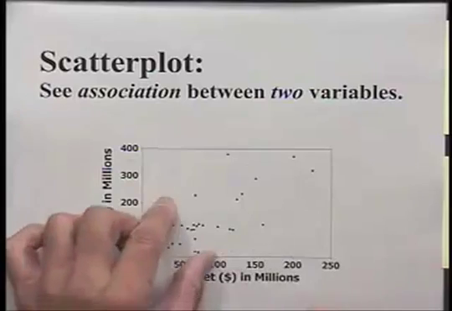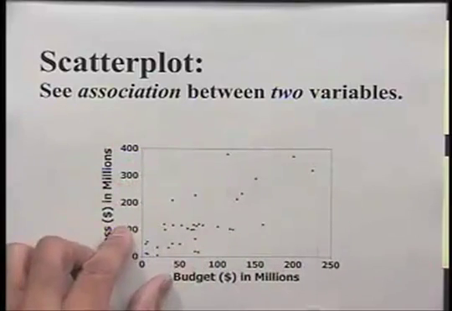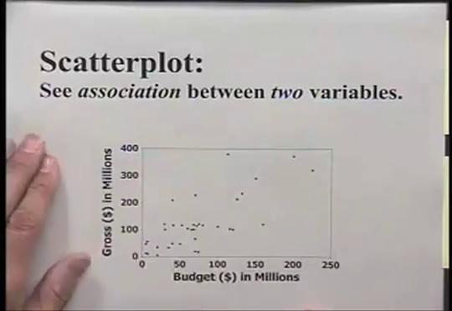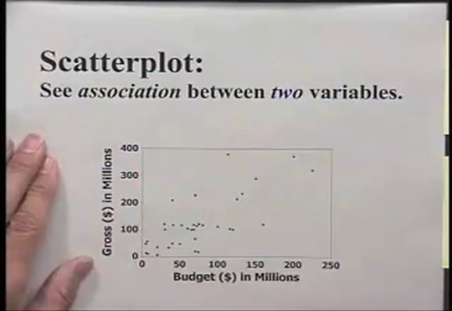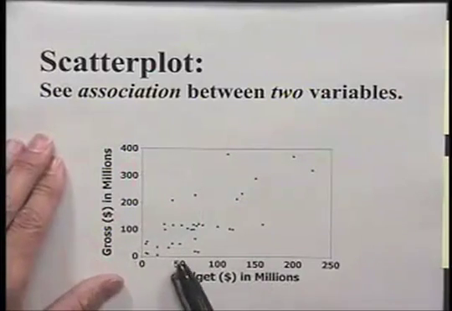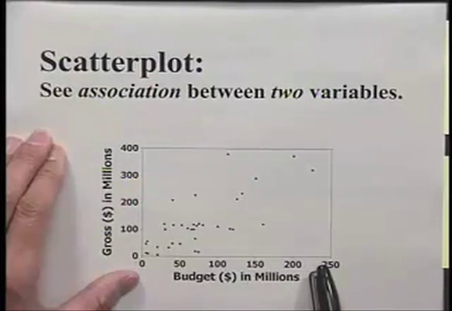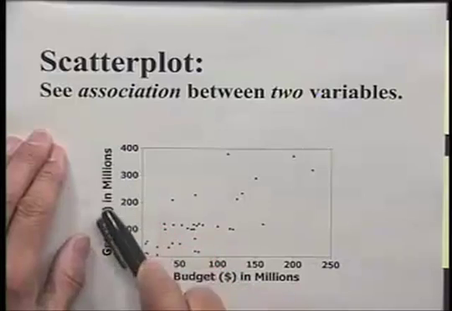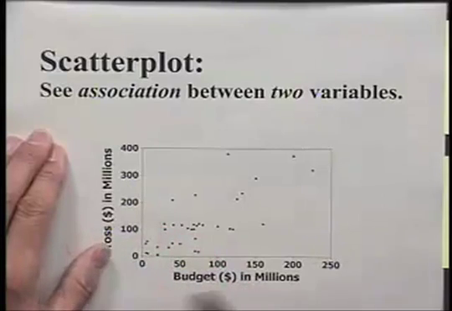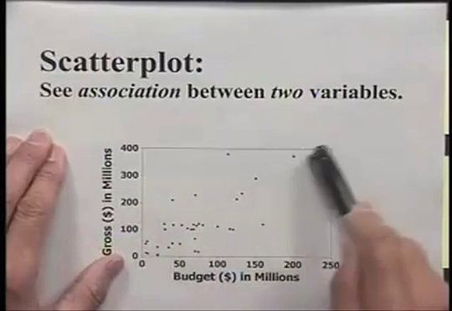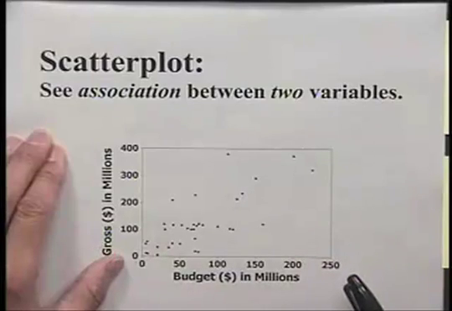But I do see an overall pattern going from lower left to upper right. And this graph tells me a story. It says, as I tend to spend more on a movie budget, as I put more money into the movie, I'm more likely to get more money back. And that would make common sense. And that seems to be the way it's working in general.